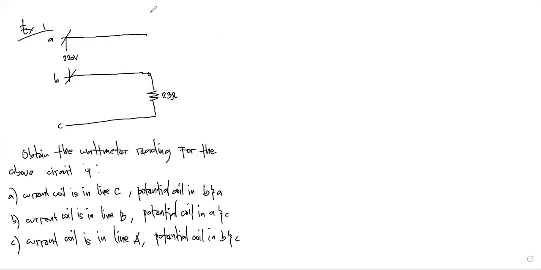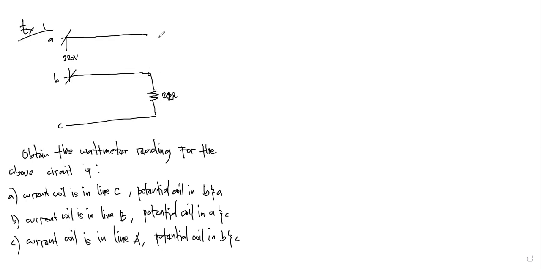Okay, so in this example, we're given a three-phase source with a line voltage magnitude of 220 volts. Take note, there is a single-phase load, 22 ohms, connected to terminals B and C.